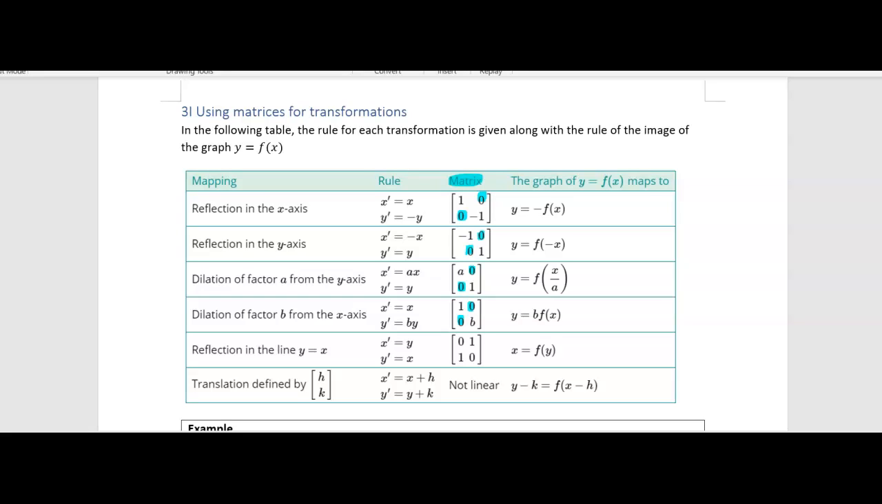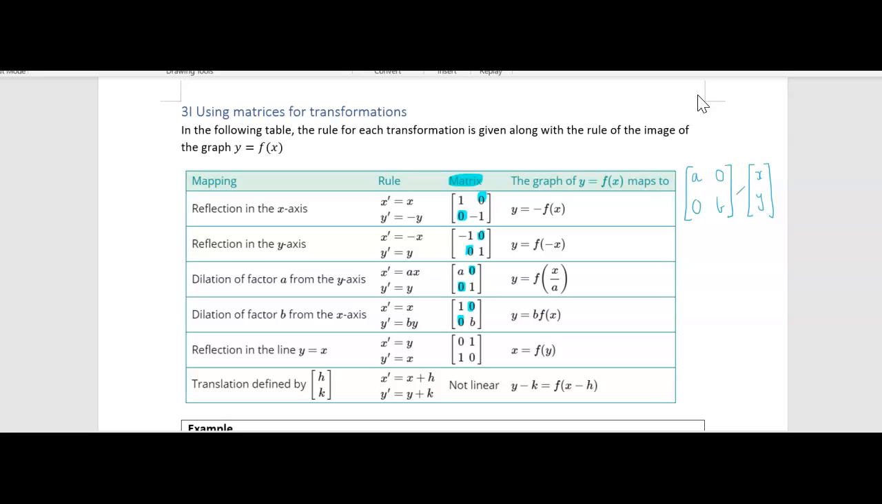Reflection in the line y equals x is a little bit different, so I'll talk about that one separately. The reason for those zeros is that if we've got the point x, y, or any coordinates, which is usually a point that you're mapping, we map it using a 2x2 matrix. So we've got a value here, which I'm just going to call A, and then we put a 0, 0, and then a B here.